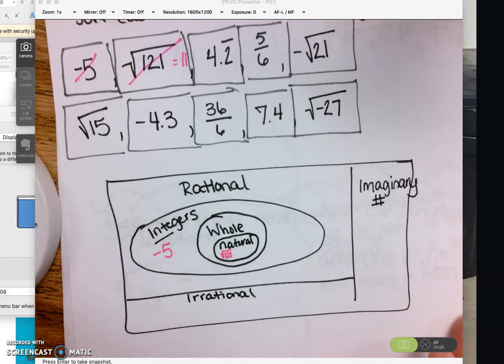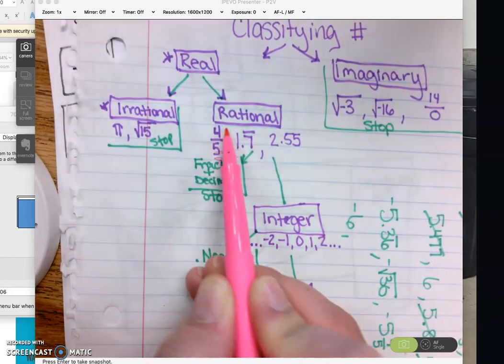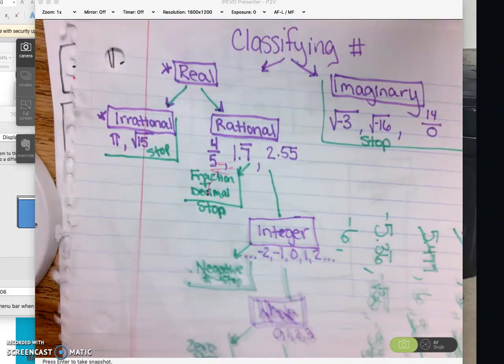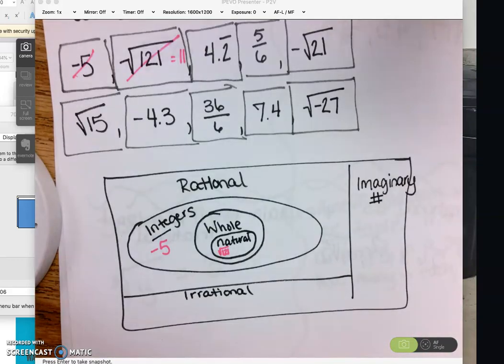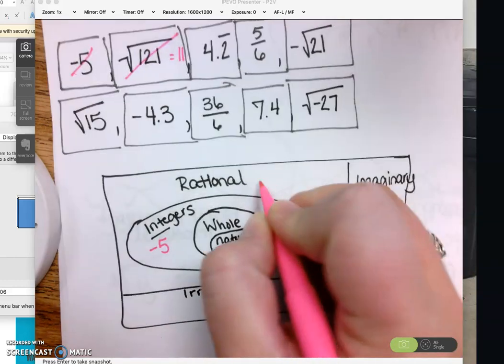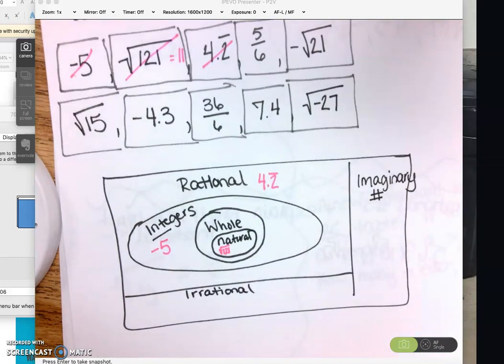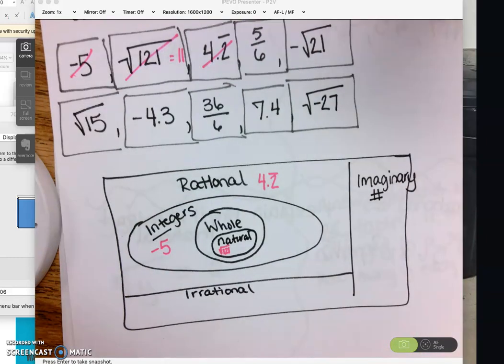Okay, the next one is a repeating decimal. Repeating decimal is always what? It goes on, but it repeats. So let's go back here. Real, rational. If it's a fraction or a decimal, you stop. Because it's a decimal, we stop at rational. So it's 4.2 repeating. If it's a fraction or a decimal, you stop at rational.